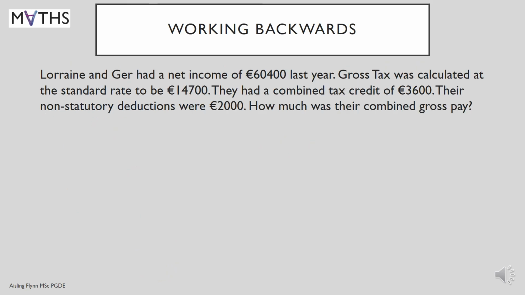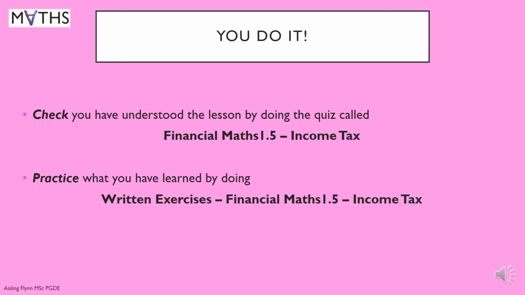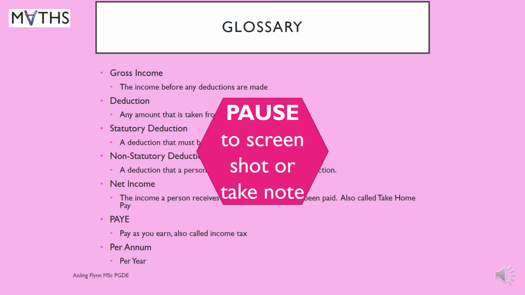Now, here's an example in working backwards. Lorraine and Ger had a net income of 60,400 last year. Their gross tax was calculated at the standard rate to be 14,700. And here's a glossary of some of those terms we used during that video.